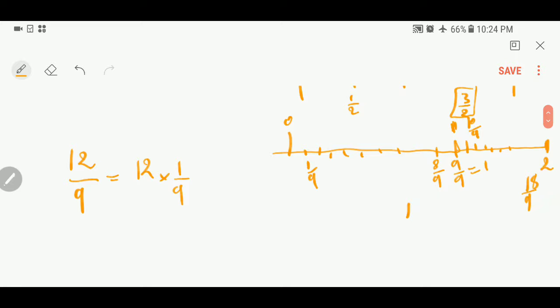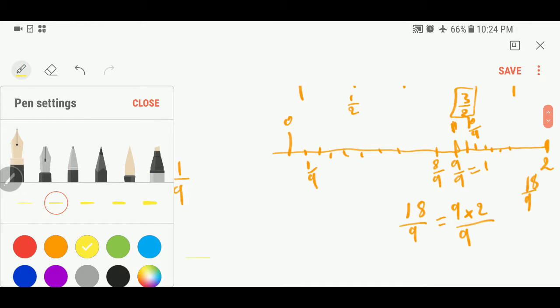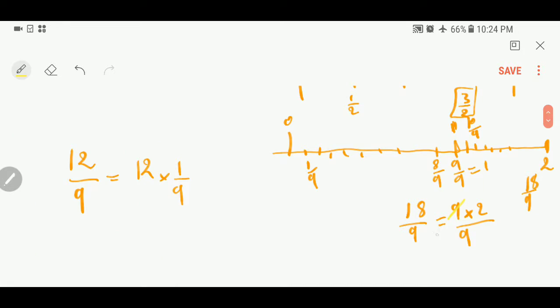So what's 18 over 9? 18 over 9 is equal to 9 times 2 over 9, and then you cancel out the 9. You're going to end up with 2. Remember, 18 over 9 is just 2. This is how you simplify it. Okay, moving on.